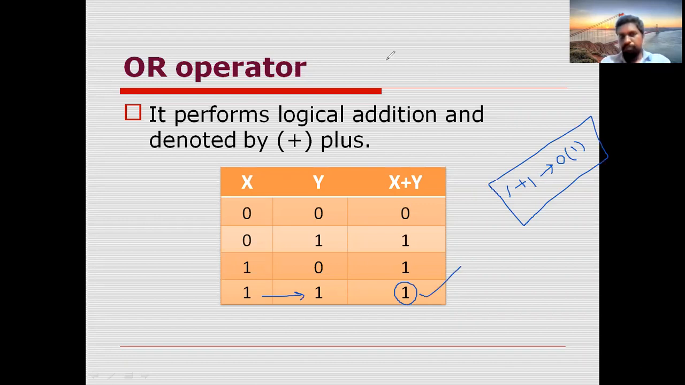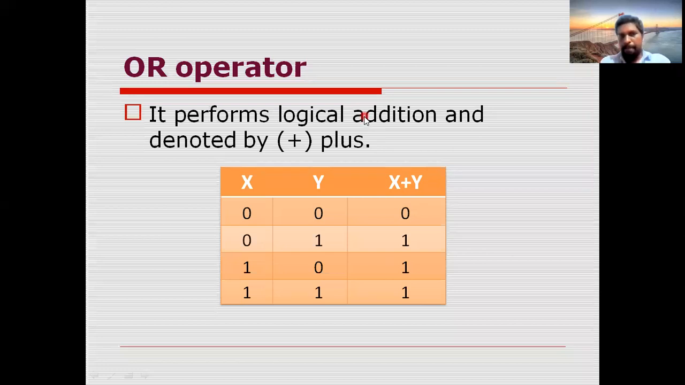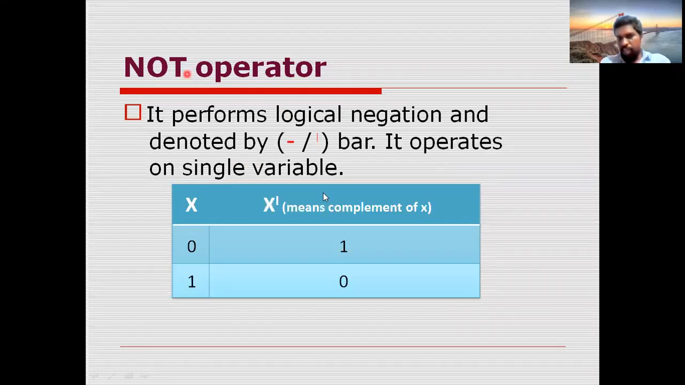Next, the NOT operator. Already you know, inverter means if you take input as 0, you will get output as 1. If you take input as 1, output as 0. Just a complement value. The symbol of complement is either a bar or a dash, x dash or x bar. You can take this.